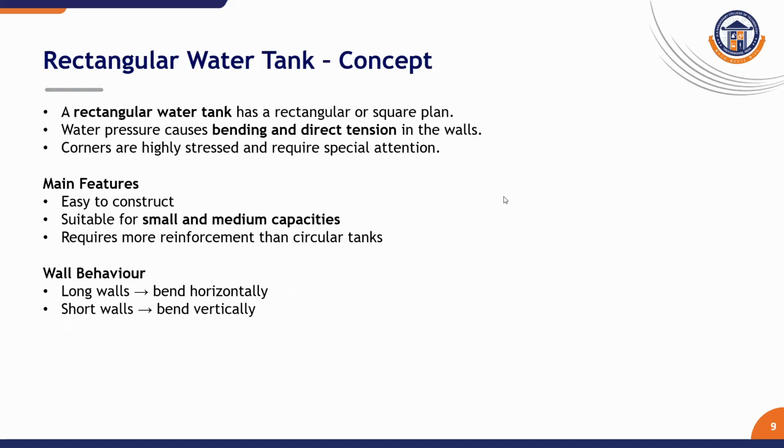A rectangular water tank has a rectangular or square plan. Water pressure causes bending and direct tension in the wall with high stress concentration at corners. Some of the main features are that it is easy to construct and suitable for small to medium capacities. It requires more reinforcement than the circular tank. Regarding wall behavior, the long wall bends horizontally and the short wall bends vertically.